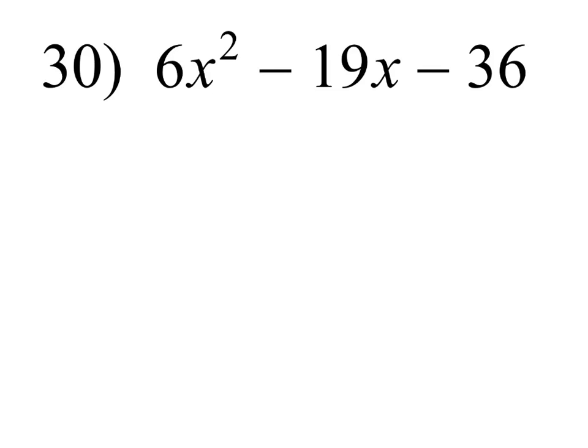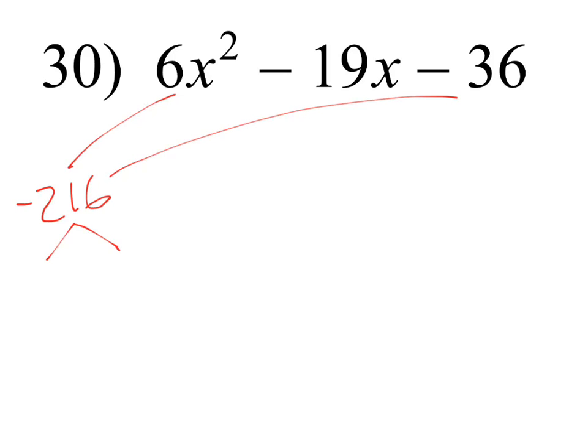Moving on to 30. These ones are not all divisible by 3 or 2, and so we're just going to have to multiply those ones right away. Let's see, 6 times negative 36 is going to give you negative 216. And when you figure out factors of that add up to be negative 19, just give me one. Alright, that one took a little bit of a while, but it comes out to be negative 27 and positive 8.